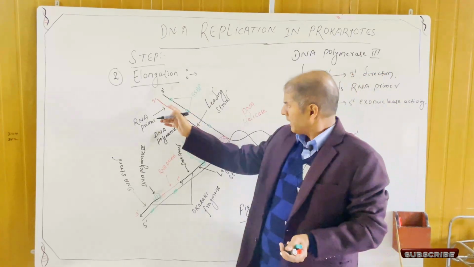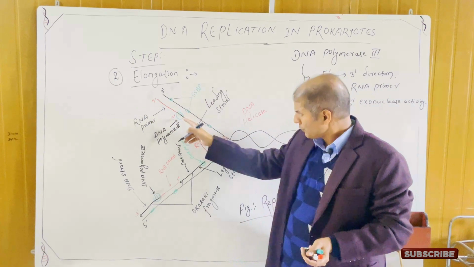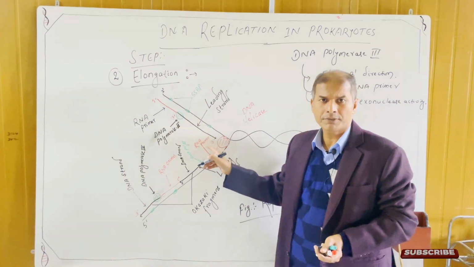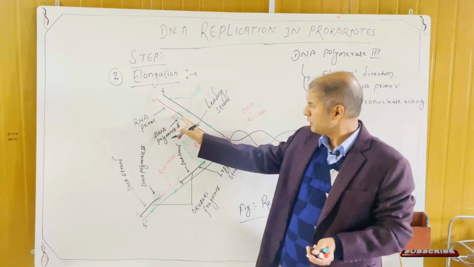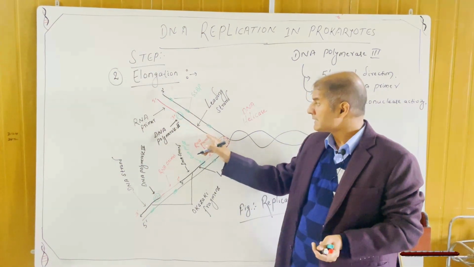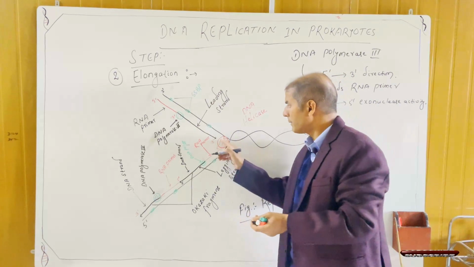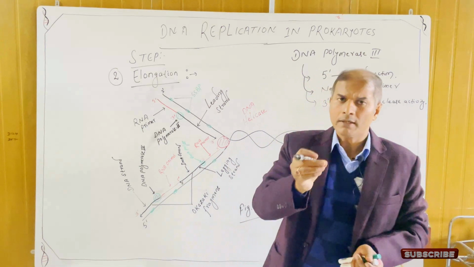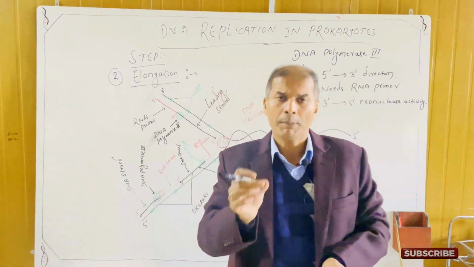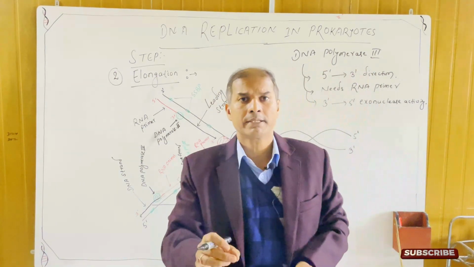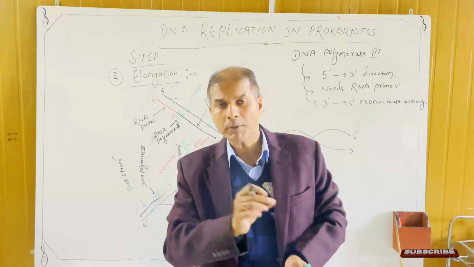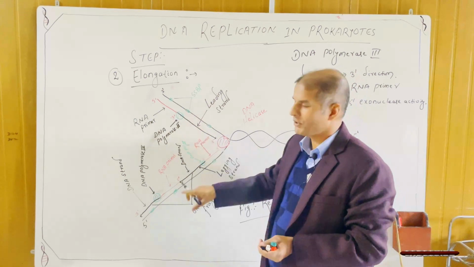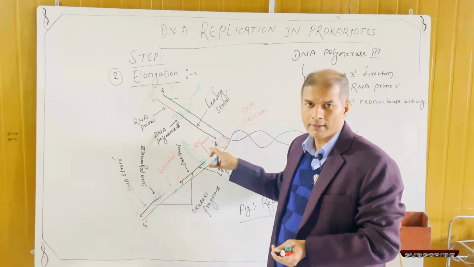So in this new DNA strand formation, we can see that the formation is quite continuous. That is, the formation of this new DNA strand is in the direction of the movement of helicase enzyme. So we say that when the formation of new DNA strand takes place continuously, that type of DNA strand is called a leading strand. So this is our leading strand because its formation is in continuous manner.